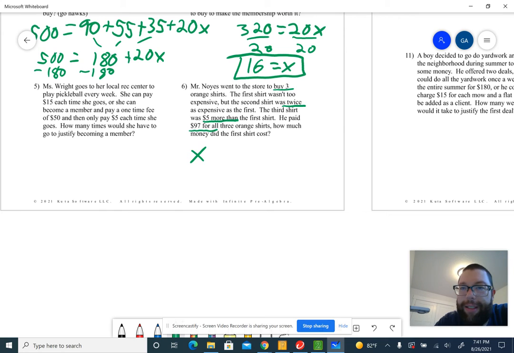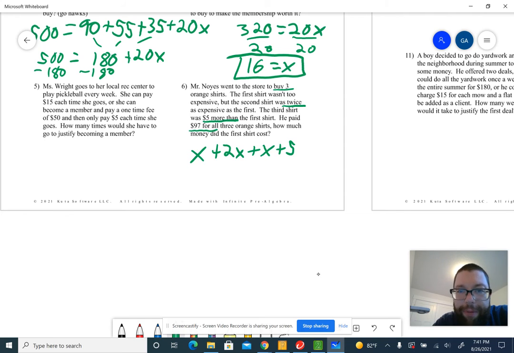I know that the second shirt was twice as much as the first shirt. So it'll be like 2 times X, right? So I'm going to add 2X to my total cost. And then the third shirt was $5 more than the first shirt. So it's going to cost the price of the first shirt plus $5, right? Now, it's worded kind of differently, but it's actually a pretty simple problem when you think about it. It's the price of the first shirt plus $5.